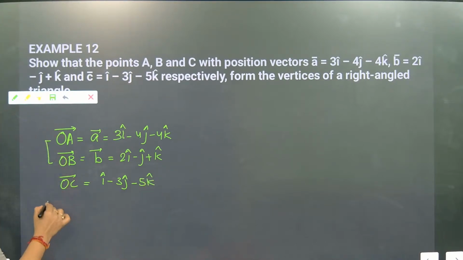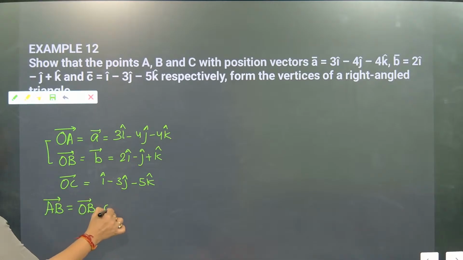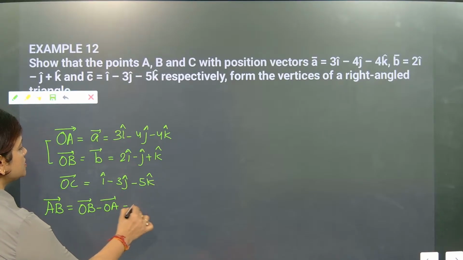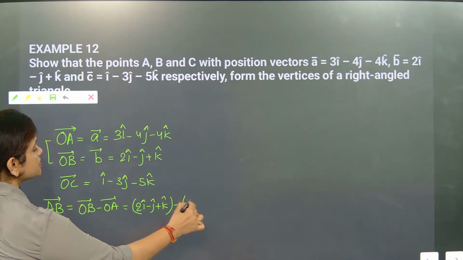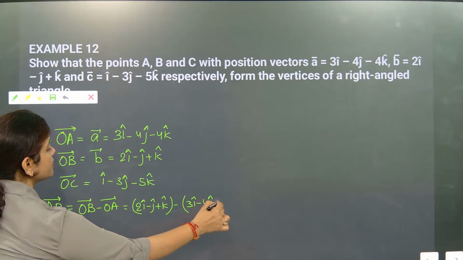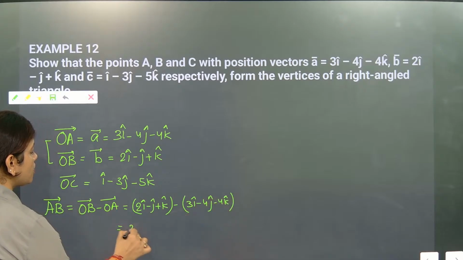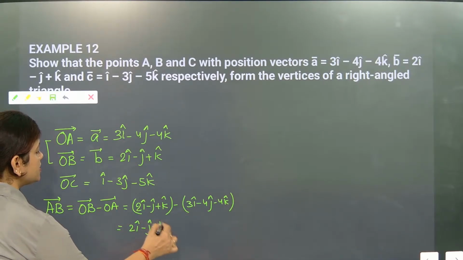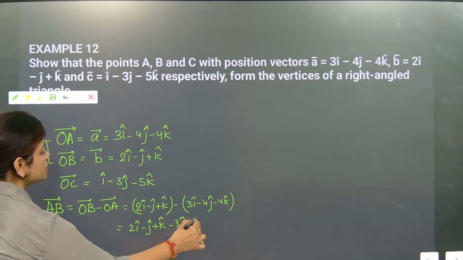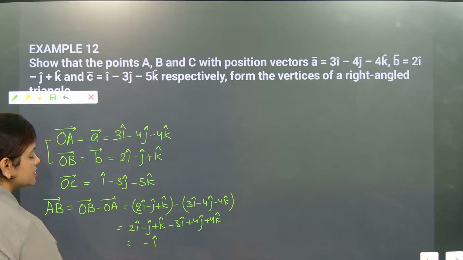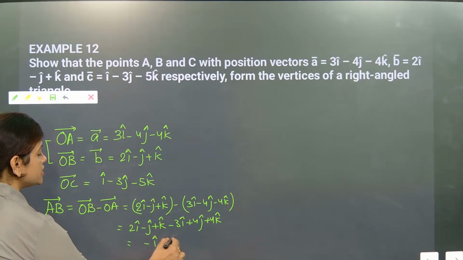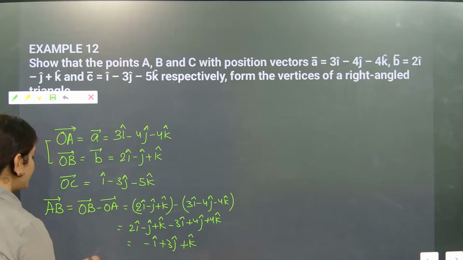First we need to find AB vector. AB vector is OB vector minus OA vector. So OB is 2i minus j plus k minus 3i minus 4j minus 4k. Beta, once we open the bracket, how much is it coming? 2i minus j plus k minus 3i plus 4j plus 4k. So 2i minus 3i will become minus i, and here it is coming as 3j, and k. So can we find the magnitude of it?